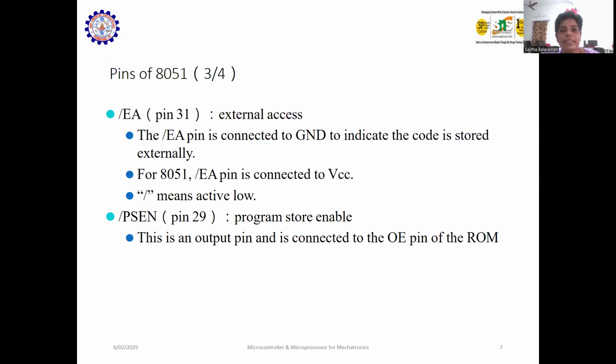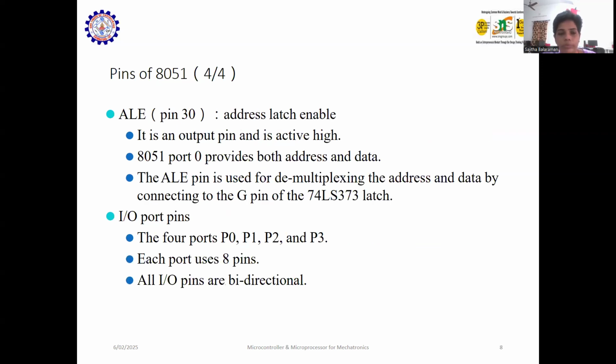EA, that is external access, at pin number 31, is the pin which is connected to the ground to indicate the code is stored externally. For 8051, the EA pin is connected to VCC. The slash sign represents the bar here, which generally means active low. PSEN is the program store enable, at pin number 29. This is an output pin and it is connected to the output enable pin of the ROM.